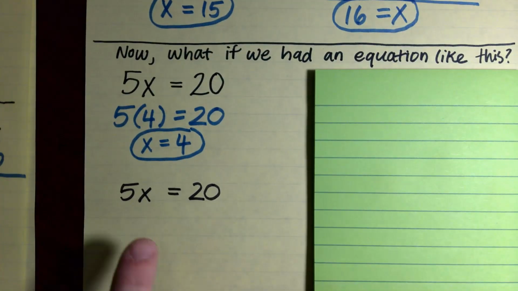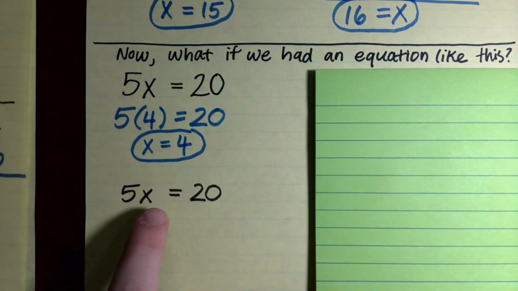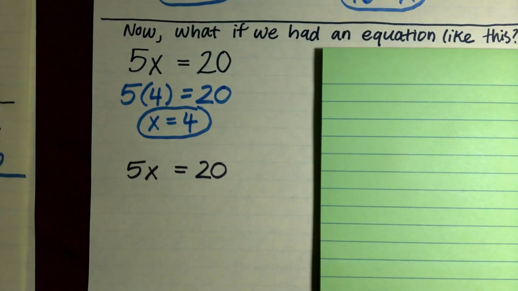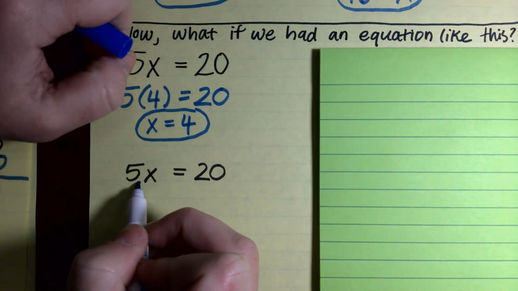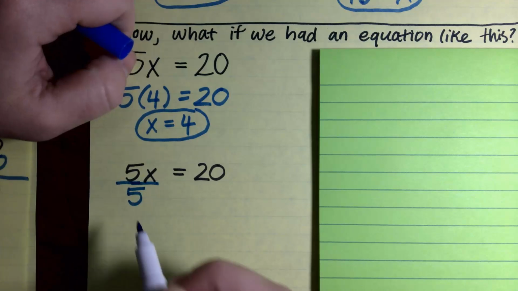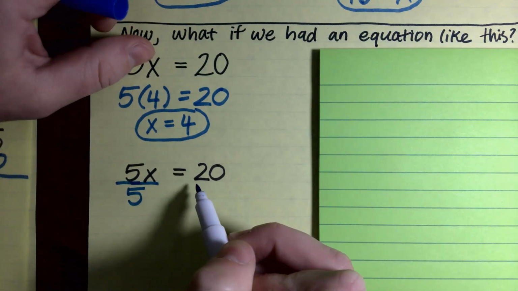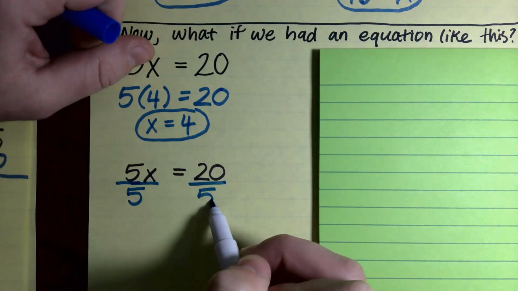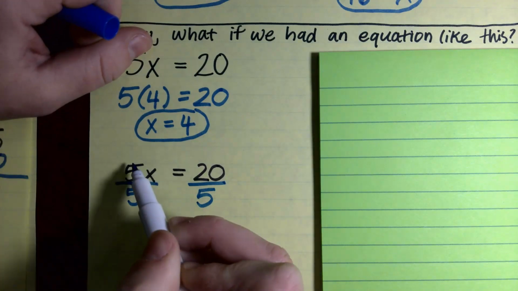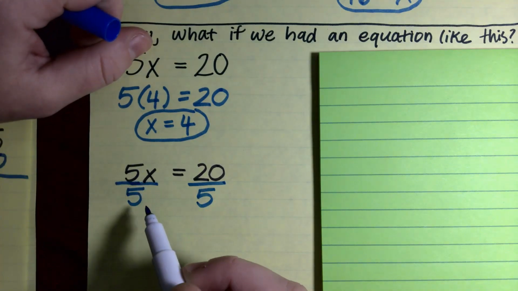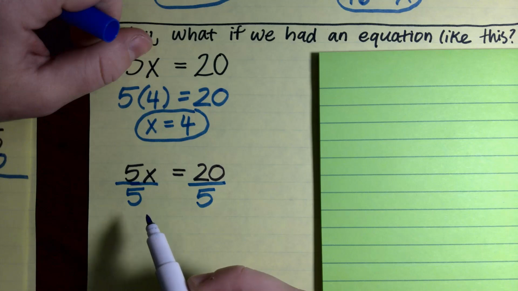So if I have something like 5 times x, we need to do the opposite of multiplication to get rid of the 5. Does anybody know what the opposite of multiplication might be? Division. So here's what we would do. We're going to divide by 5 on both sides. All right? My 5s are going to cancel because 5 divided by 5 is 1. My bad, guys.